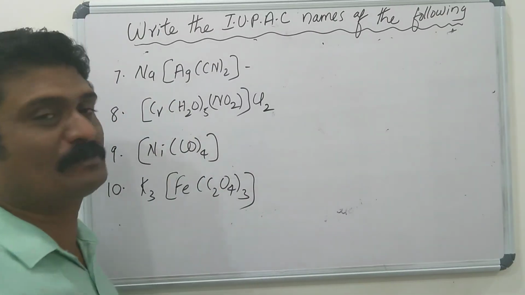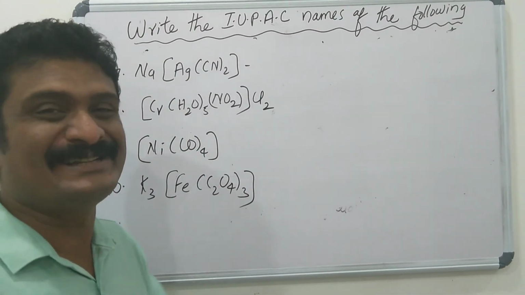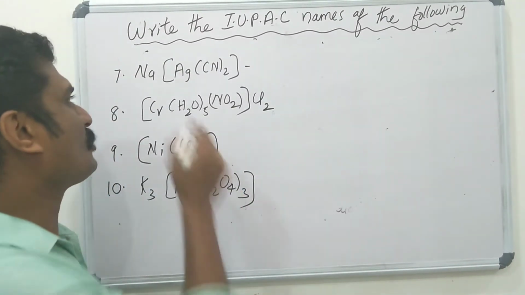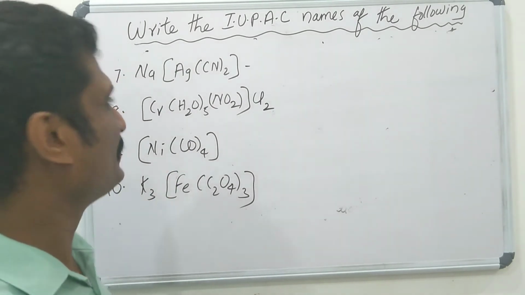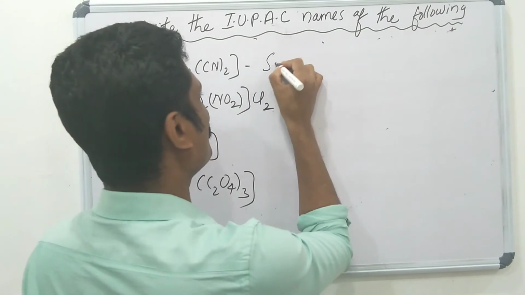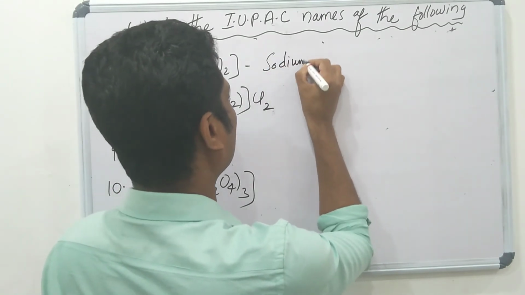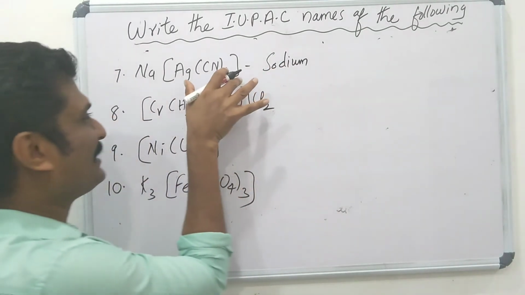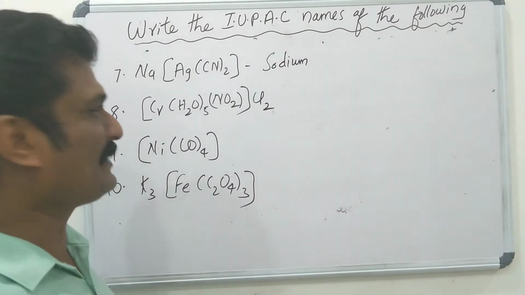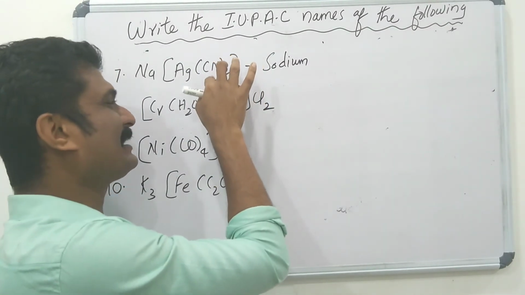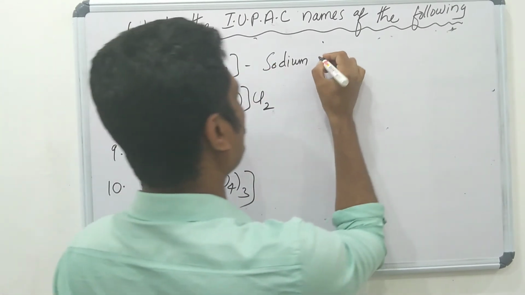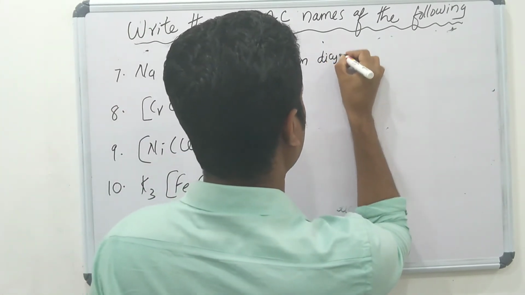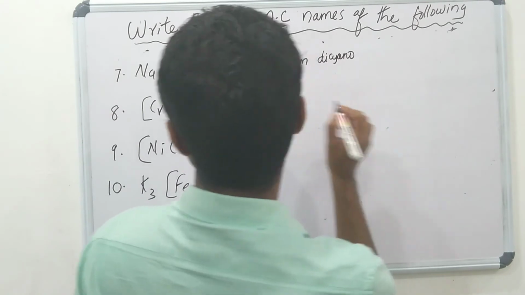The next complex is Na[Ag(CN)2]. Here the counter ion, Na plus, acts as the positive part. It is named first, sodium. Then a gap. Here the complex ion acts as the negative part. Ligands are named first. CN minus means cyano, and 2 CN minus, so we can write dicyano.